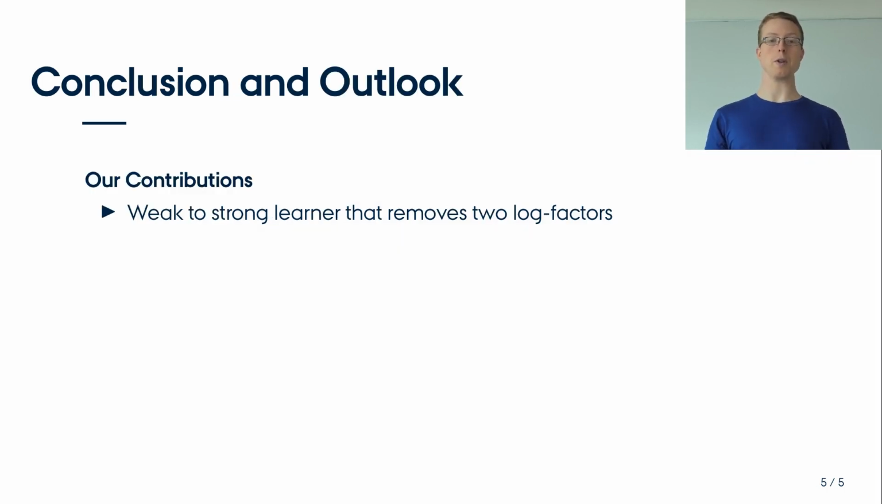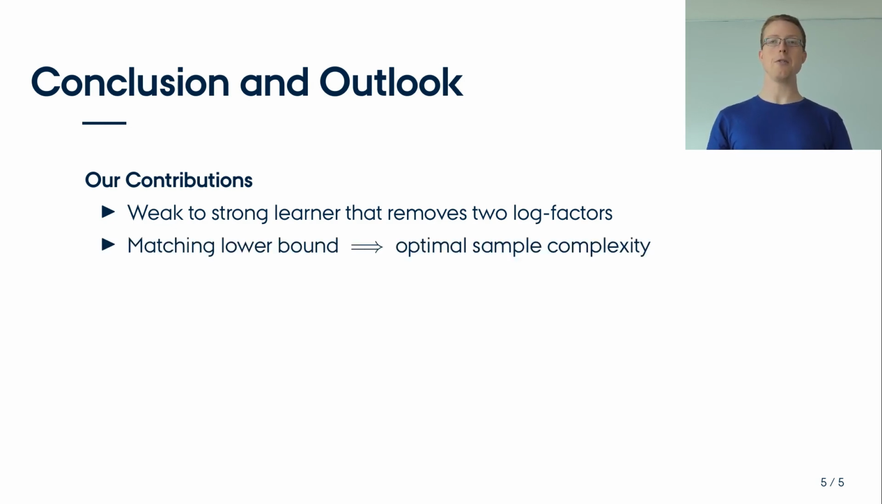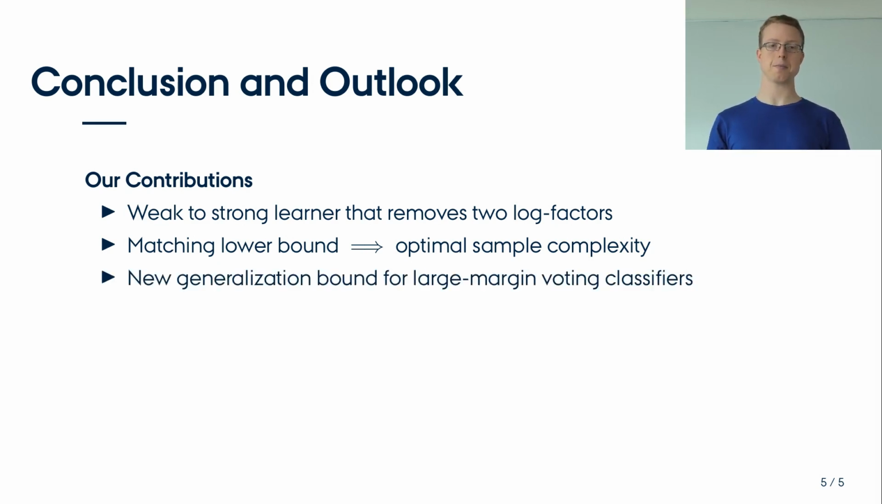So what did we show in this work? What did we prove? We gave a new weak to strong learner that removes two log factors from the best known bound. And we came up with a matching lower bound, such that together we have optimal sample complexity. While proving the bound on the strong learner for our new algorithm, we also came up with a new generalization bound for large margin voting classifiers in the constant error case.